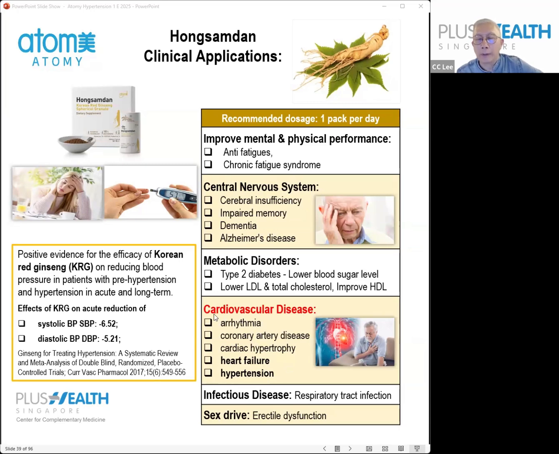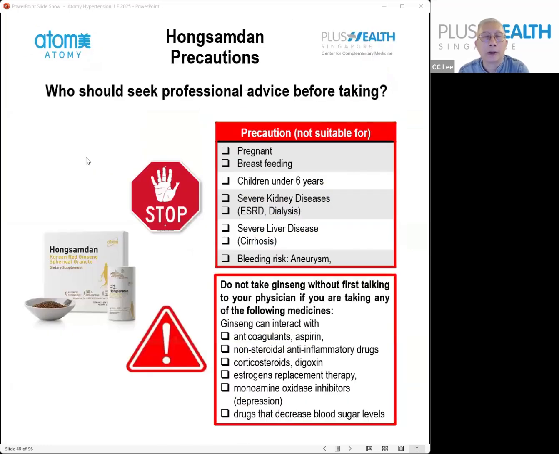Ginseng is also helpful for arrhythmia, hypertension, and CAD itself, right? And of course, it has also been cited that ginseng is useful for people who suffer from respiratory tract infections, and is also used for erectile dysfunction supplementation.